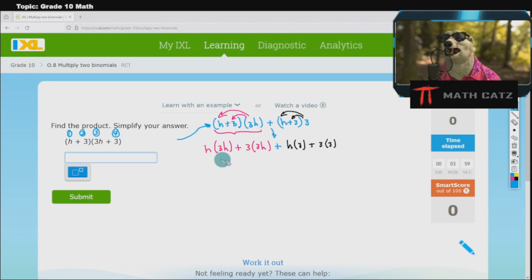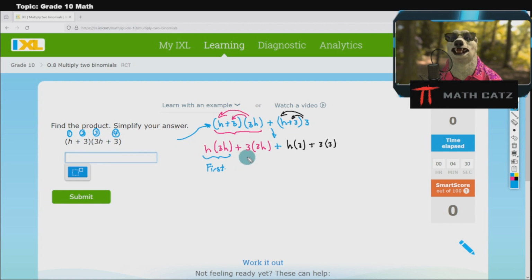So this term is 1 and 3. The first one from the first bracket, the first one from the second bracket. I'm just using the numbers to reference them easily. So we'll call those ones the first ones that we're multiplying. Then we have the 3, which is the second term here, times the 3h.